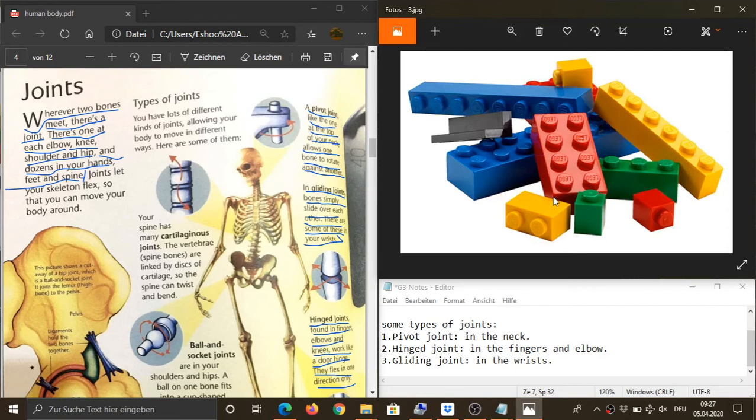So, joints actually put your bones together just like Lego. Do you see these Legos? Consider these your bones and these parts of them are your joints. Like you put them on top of one another so they stick together, so they don't just tear apart or fall apart.